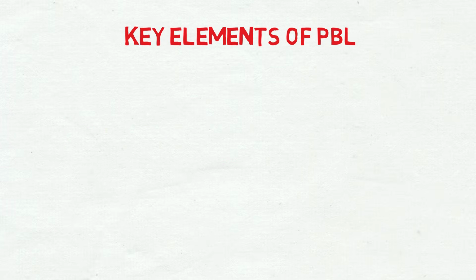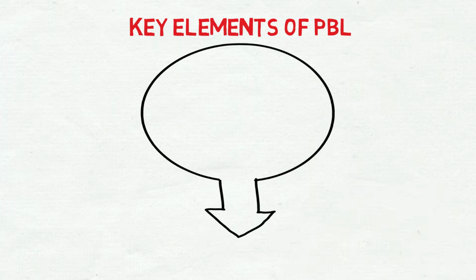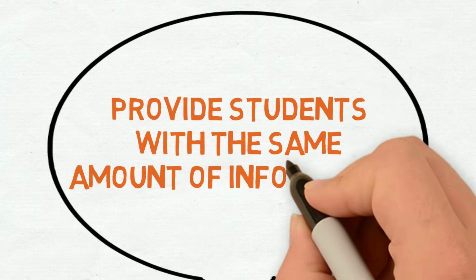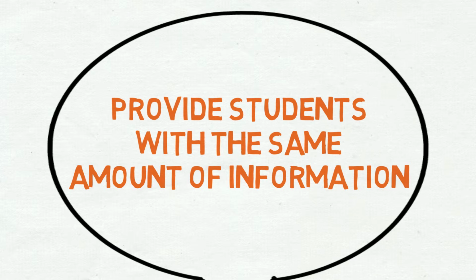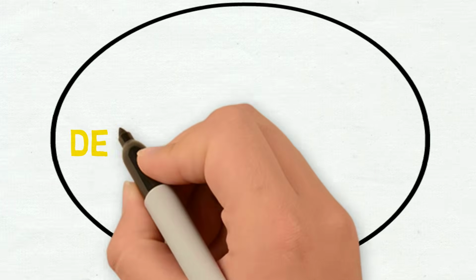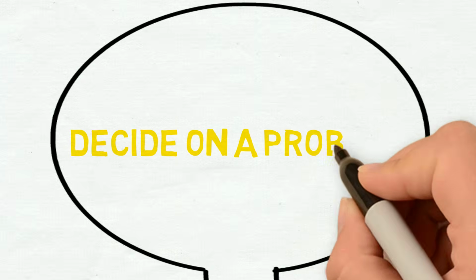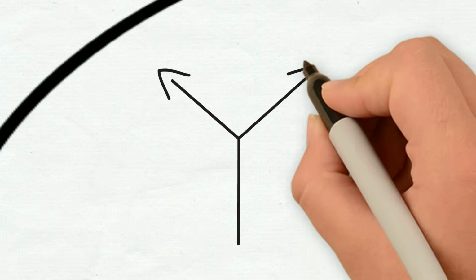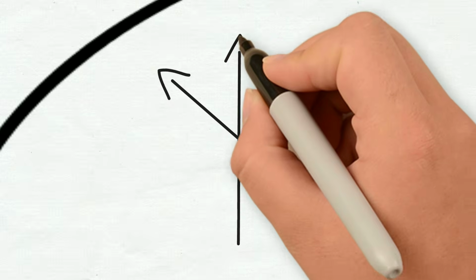Here are some key elements and features of PBL. You'll want to make sure to provide students with the same amount of information. This allows you to make sure everyone has the same foundation and that everyone has an equal opportunity to solve the problem. Then decide on a problem for students to solve. The problem you create should have multiple solutions or solution paths, meaning there is no right or wrong answer or right or wrong way of finding the answer.